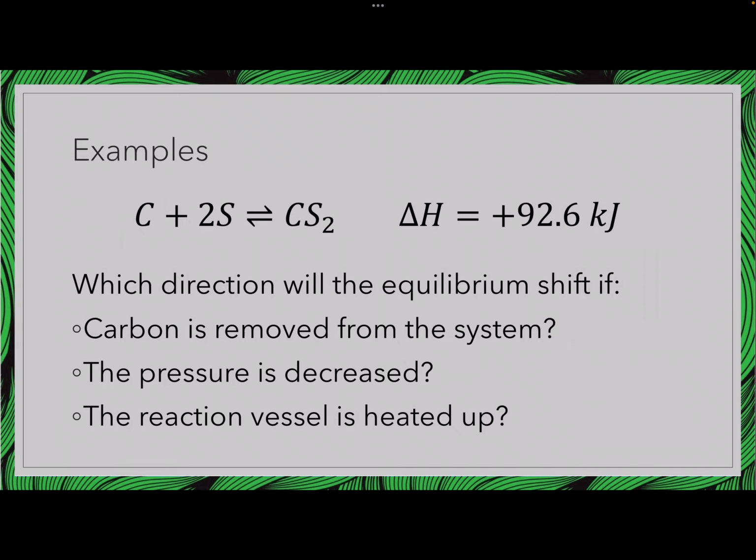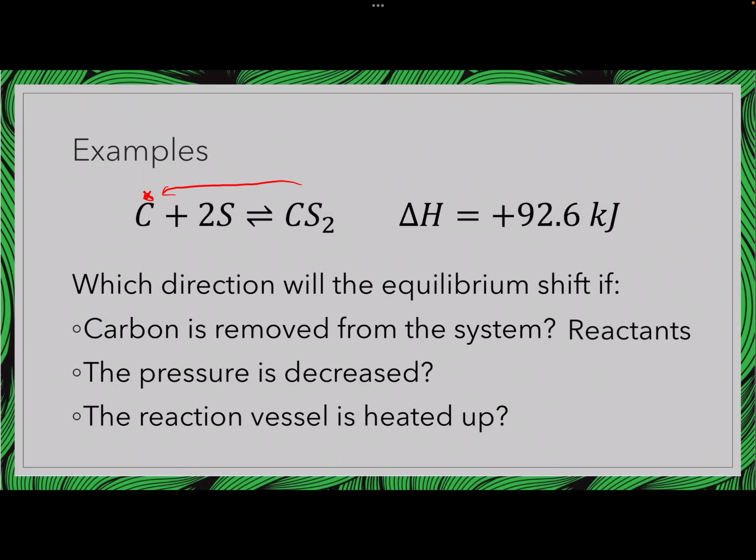Another example, here we've got carbon and sulfur gives us carbon disulfide. If carbon is removed from the system, so if we take this out, it's going to move towards it. Okay, so it's going to try and produce more. So that's going to move towards the reactants.